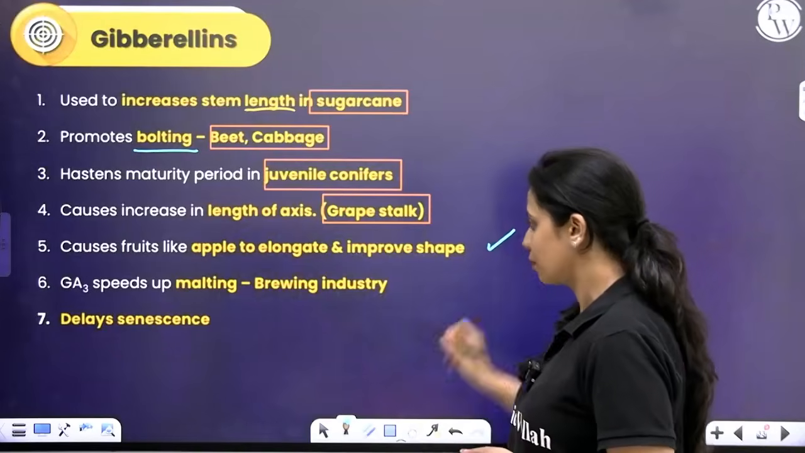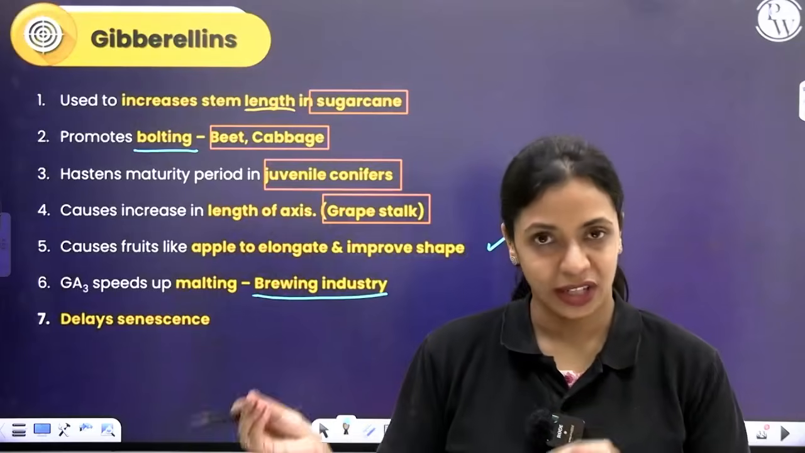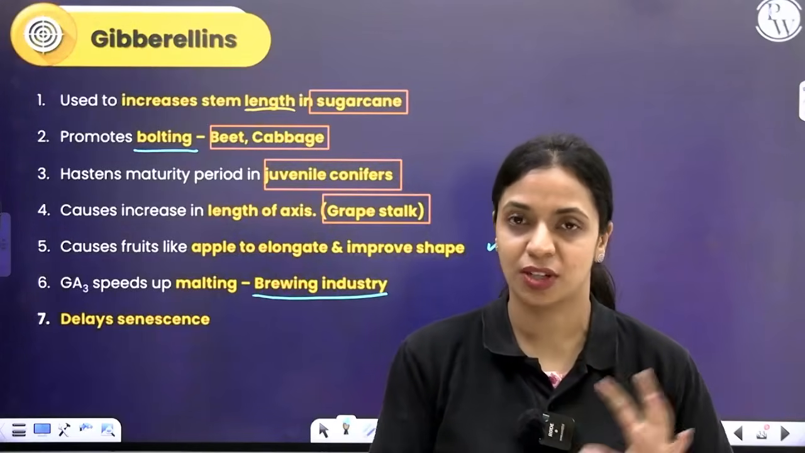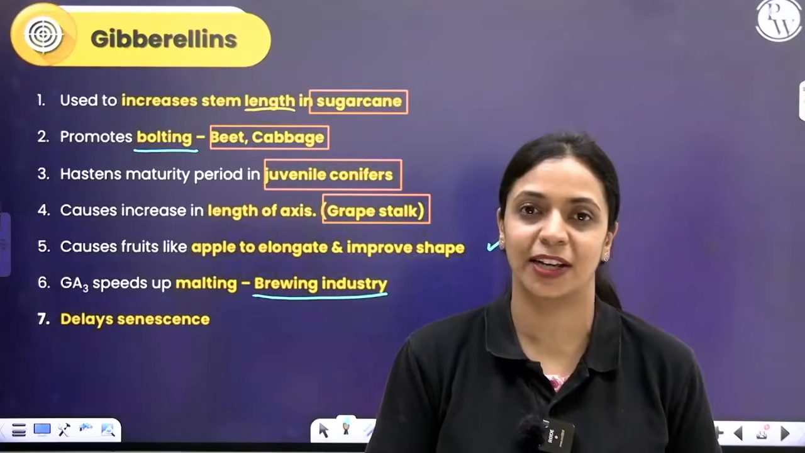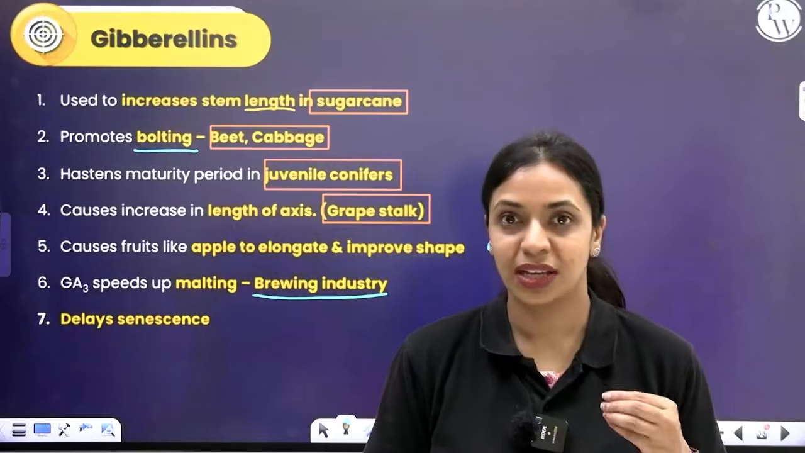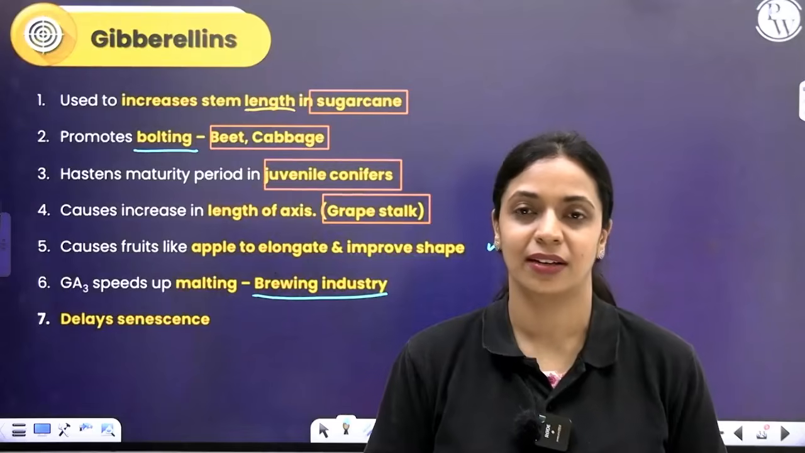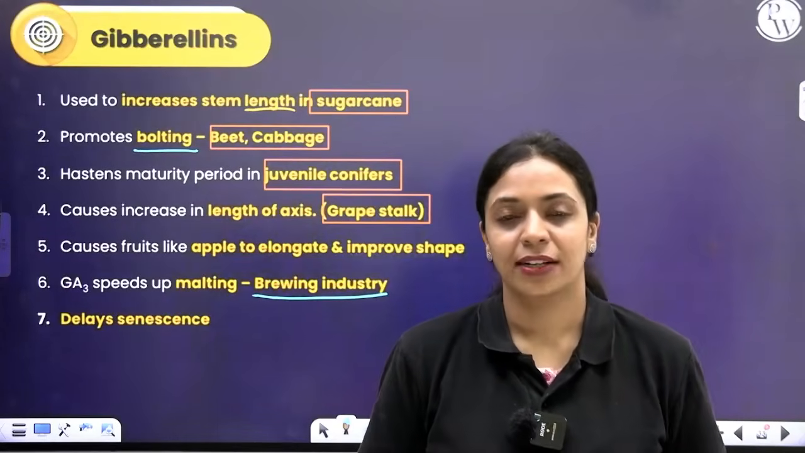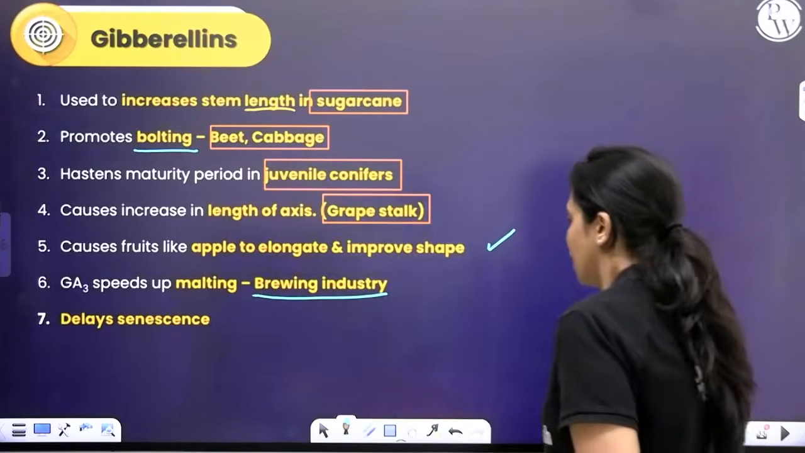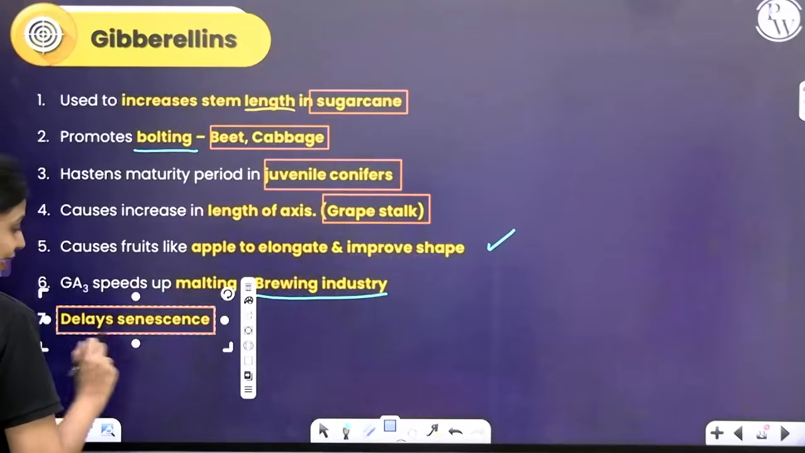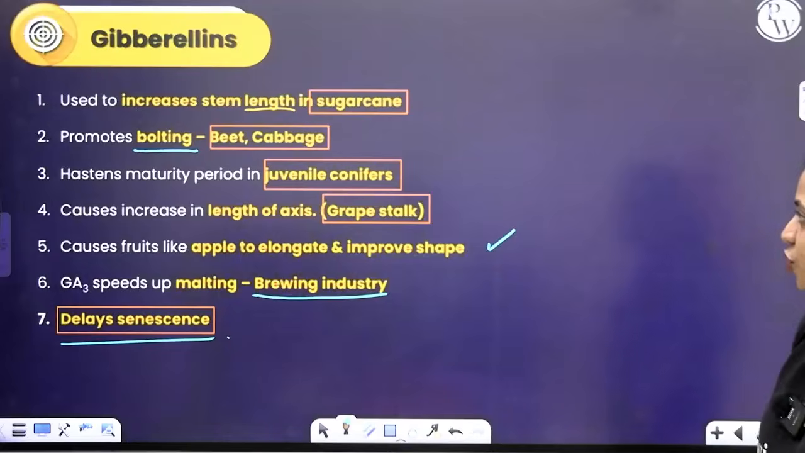And yeah, in the brewing industry, for the yeast to convert some substrate into alcohol, some substrate is required. One of the substrates that is provided to yeast in the process of fermentation is malted cereals. They will allow seeds to undergo a little bit of germination, and they will heat it a little bit and freeze their growth. That is called malting. So by spraying this, malting also can be sped up. It delays aging. It delays senescence. Okay, so these are some physiological effects that you can see in gibberellins.